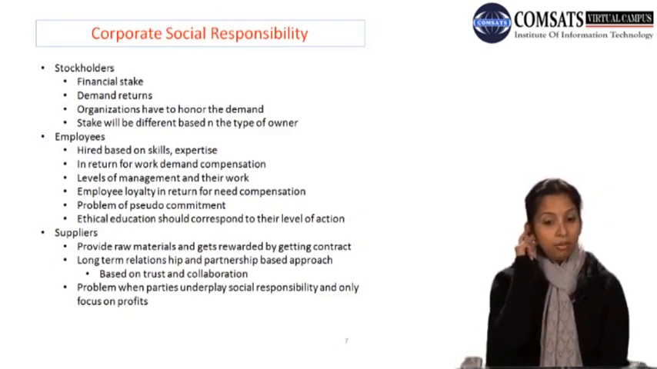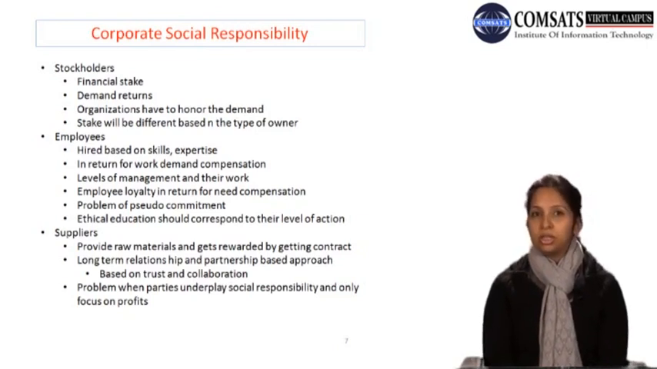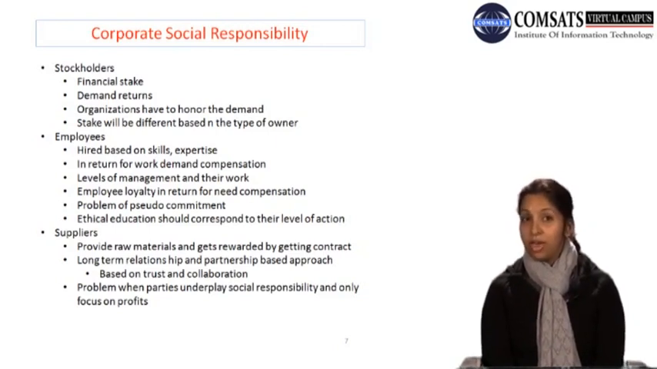Problem idhar kya aati hai, pseudo commitment ki, whereby the employer and the employee both are not what they seem to be. The employee fakes loyalty and the employer fakes his commitment towards the employee. So jab aap fake commitment ya fake loyalty show karte hain, to automatically aapko trust issues aa jate hain. You can't trust the other party.